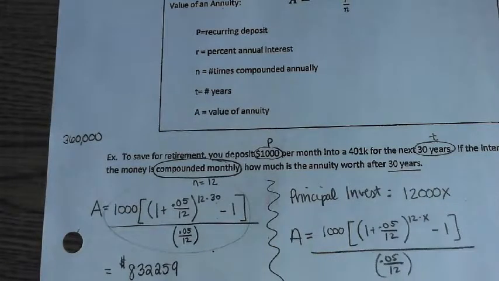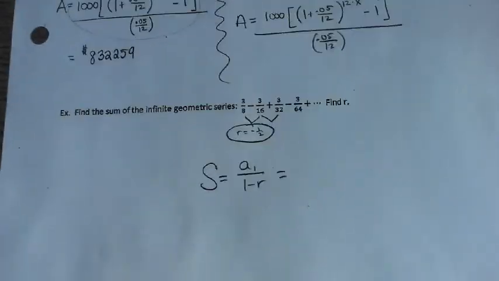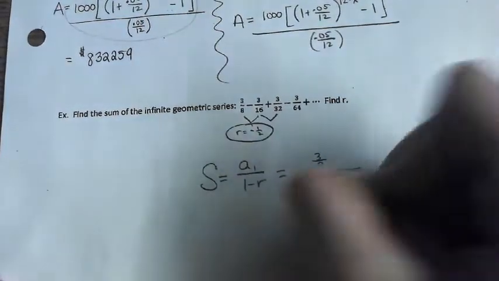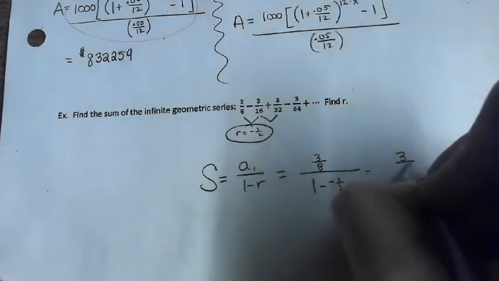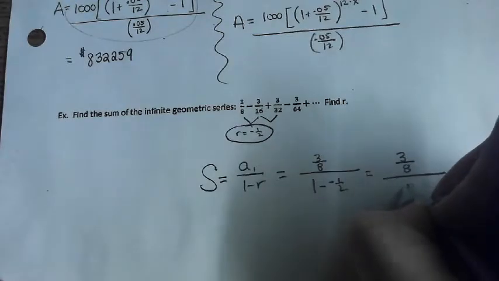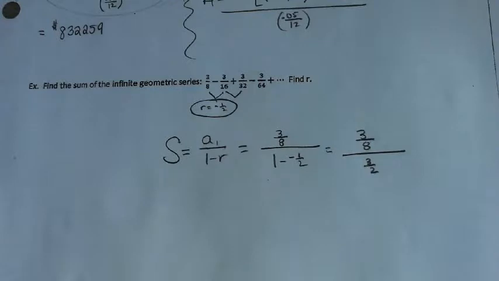So if you go back to the front and you do a sub 1 over 1 minus r, a sub 1 is 3/8 over 1 minus -1/2. So that's 3/8 divided by 1.5, which is 3/2. You with me there? 1 plus 1/2 is 1.5. 1.5 is 3/2. And then keep change flip.